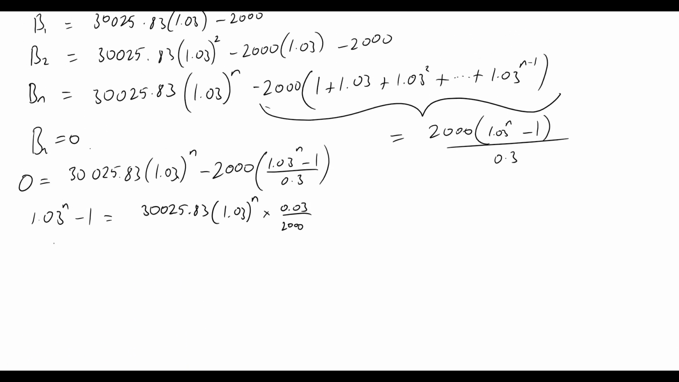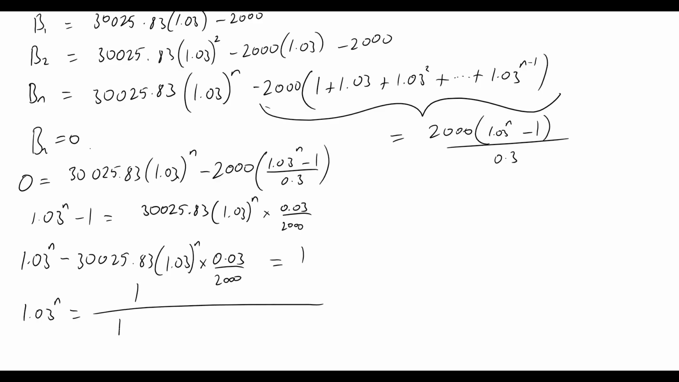Okay, so doing that, what we end up with now is 1.03 to the n minus $30,025.83 times 1.03 all to the n times 0.03 over 2,000 equals 1. Okay, so now what we need to do is take out the 1.03 to the n as a common factor, and then divide across both sides by that difference that will be left over there. So then we can say 1.03 to the power of n is going to be equal to 1 over 1 minus $30,025.83 times 0.03 over 2,000.